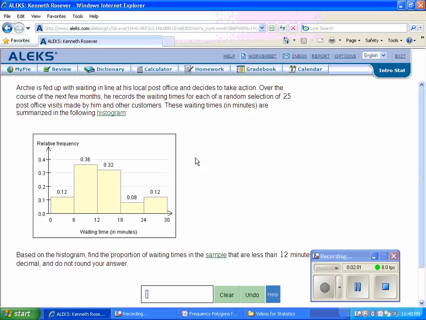Now, in the previous problem, those numbers were the actual individuals. In this problem, it looks to me like these numbers represent the percentage of individuals. So the percentage of the sample. Here we have 12, here we have 36, here we have 32, here we have 8, here we have 12. 12% of 25 is 3. How do I know that?